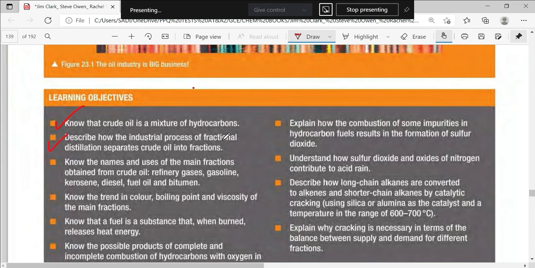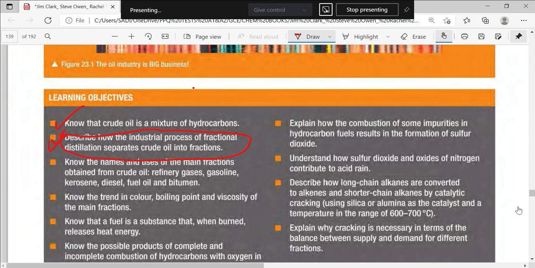Very, very important, this area. This one is very, very important, this part. Know the names and uses of the main fractions. This is also very important, but you have to memorize this part.